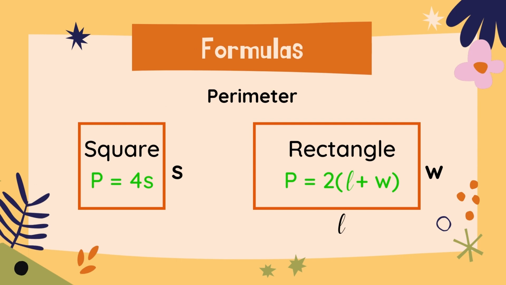These two formulas show how to find the perimeter. P equals 4s is the perimeter of a square. P equals 2 times the length plus width is the perimeter of a rectangle.